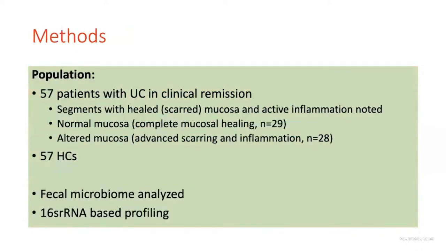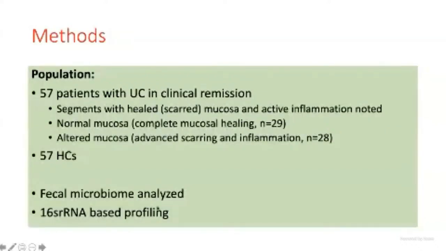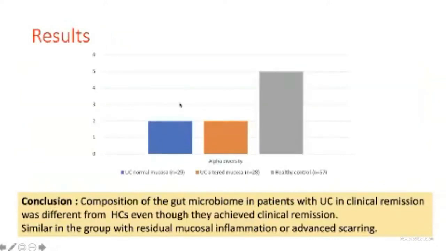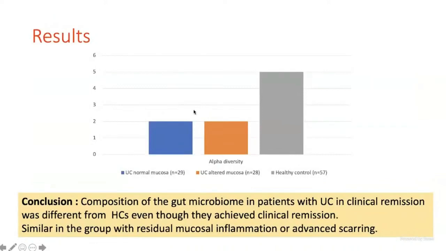So there were 57 patients of UC in clinical remission, of which 29 had a normal mucosa, that is complete mucosal lining, and 28 had altered mucosa, that is advanced scarring and inflammation. There were 57 healthy controls. Fecal microbiome was analyzed, again with the 16S RNA profiling. It was seen that on alpha diversity analysis, the alpha diversity for patients of UC in clinical remission was lower than that of the healthy control. So even in clinical remission, their alpha diversity was low. And also, this diversity was not different with respect to the mucosal states.